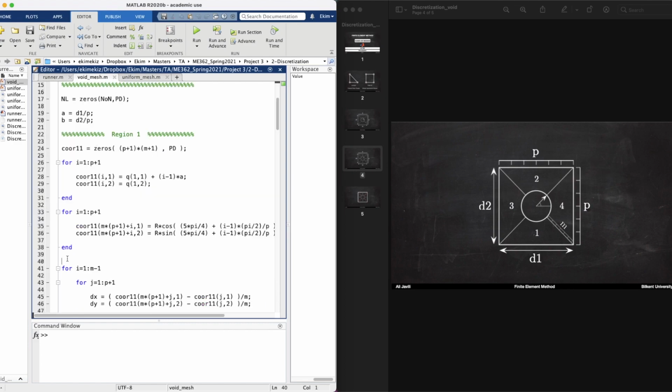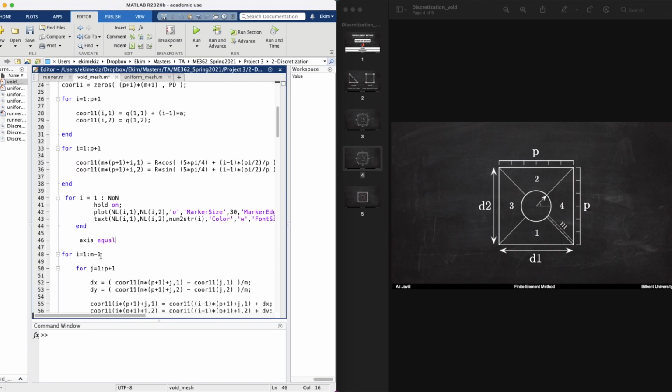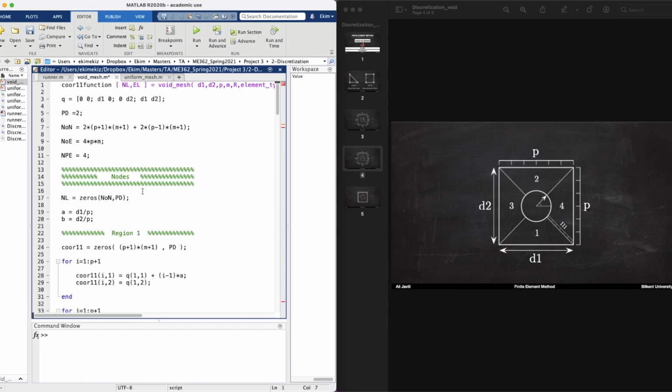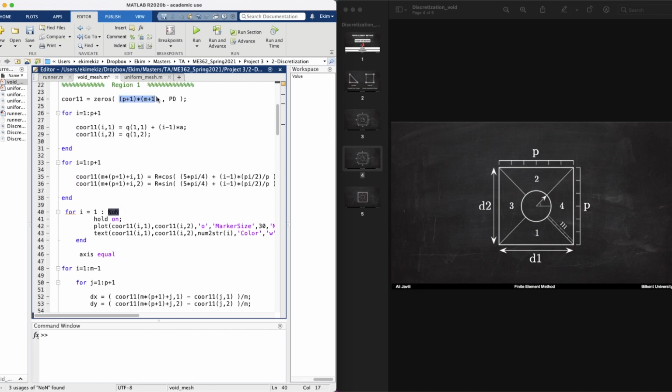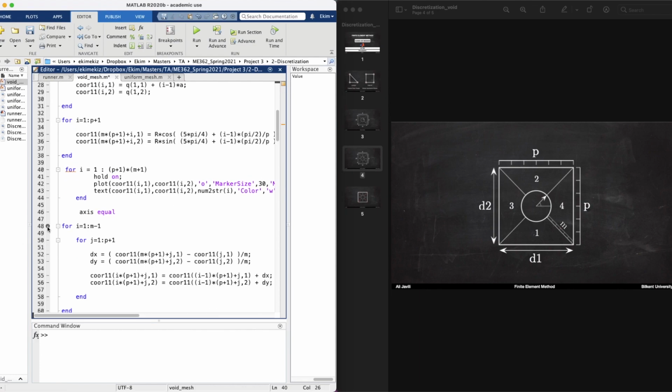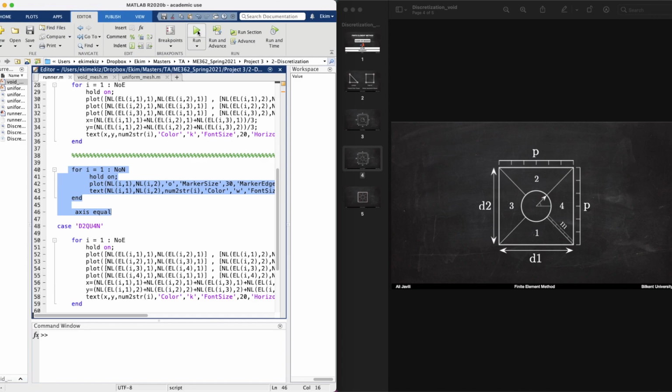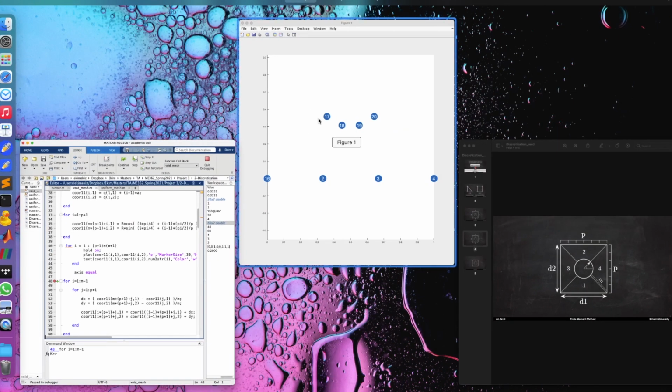So let me copy and paste this node plotting function here. Oops. Okay, and this should not go to number of nodes, it can be this. Okay, and I want to stop our code here and run it. So, okay.